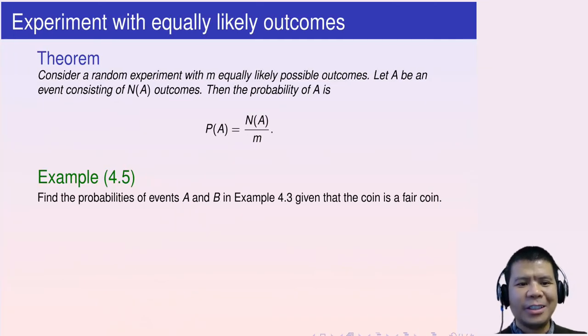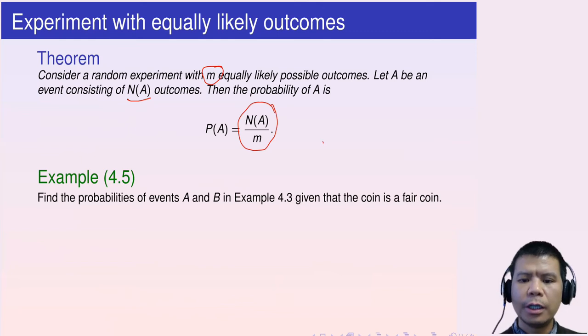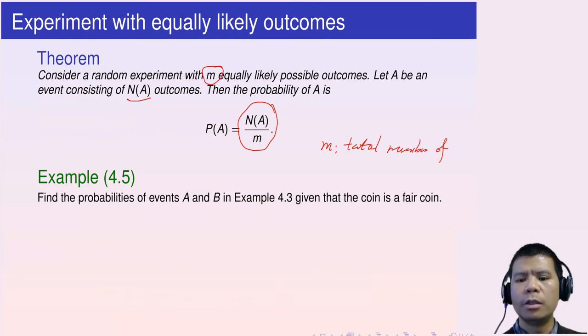So now let's consider this theorem. Consider a random experiment with m equally likely outcomes. Let A be an event consisting of N of A outcomes. Then the probability of A is N of A over m. That is the theorem to find the probability of an event related to a random experiment with m equally likely outcomes. Here, m is the total number of possible outcomes.